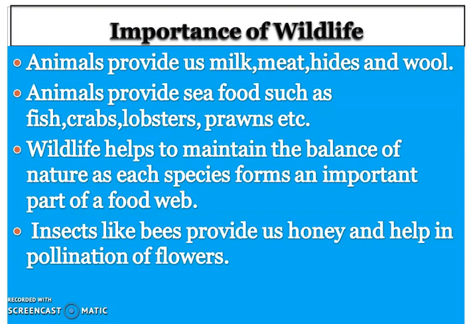Wildlife forms an important part of the ecosystem. Animals provide us milk, meat, hides and wool. Animals also provide us seafood such as fish, crabs, lobsters, prawns, etc. They also help to maintain the balance of nature, as each species forms an important part of a food web.